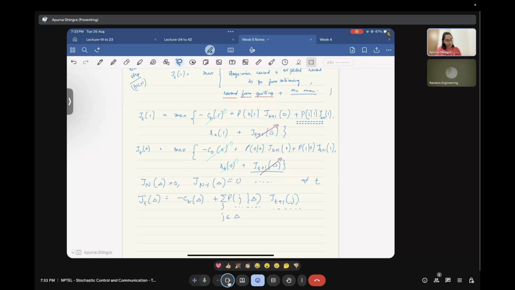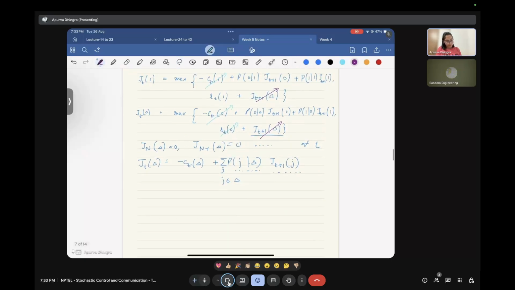Probability of 0 or probability of 1. So if I were to write it out, Jt of 1 is the max between, for 0 the probability was t plus 1. Is that correct? Yeah, I think that is. Yes. And this was 1 over t plus 1. Okay. Right. This is scenario number 1.